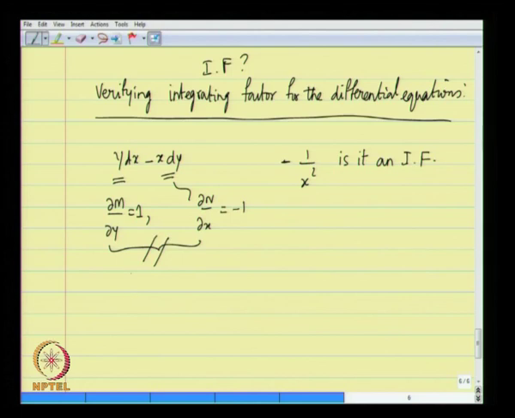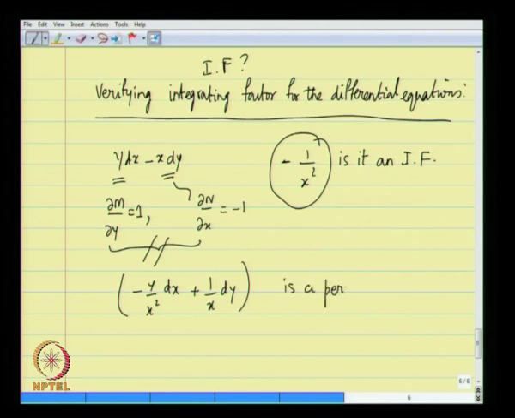However, if we multiply this quantity by minus 1 by x square, you have minus y by x square dx plus 1 by x dy, then you can see that this is a perfect differential. Therefore, if you have an equation like this equal to 0, then you multiply this equation by minus 1 by x square, make it a perfect differential, and solve it.